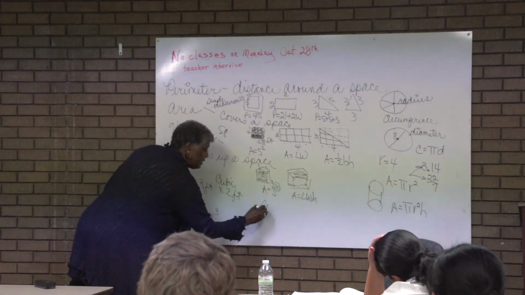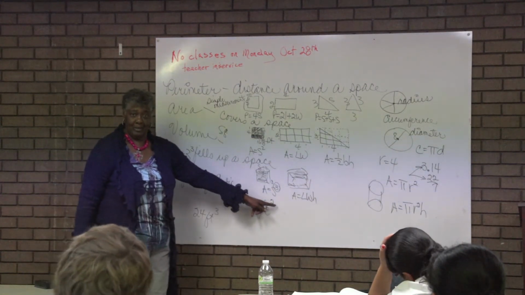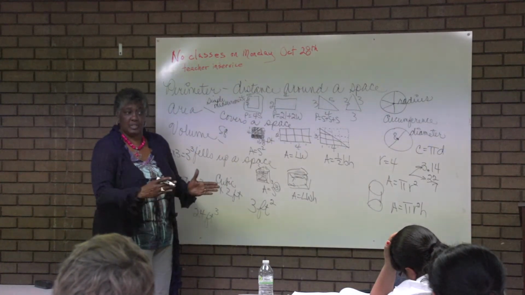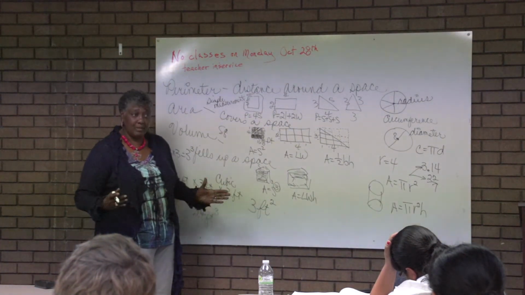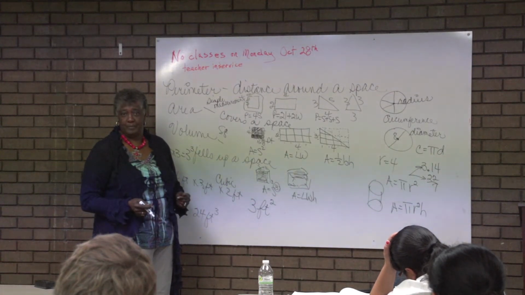Sometimes they say foot squared. You might see this: 3 foot squared. That's the same thing as 3 square feet. It means the feet have been squared. Not the 3, but the feet have been squared. And so you have square feet. Okay?